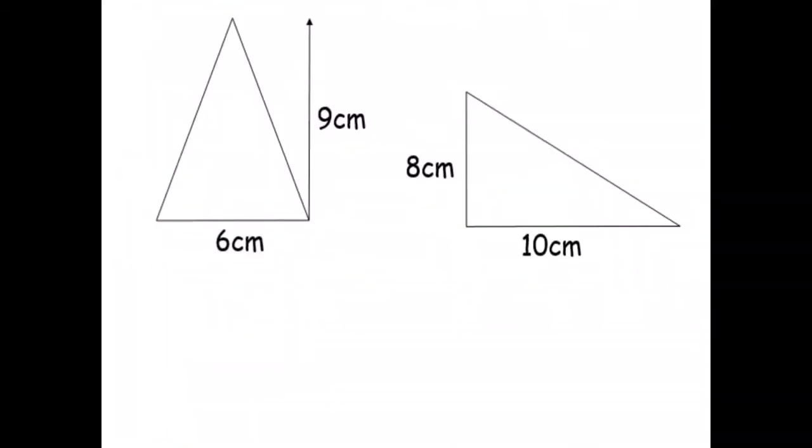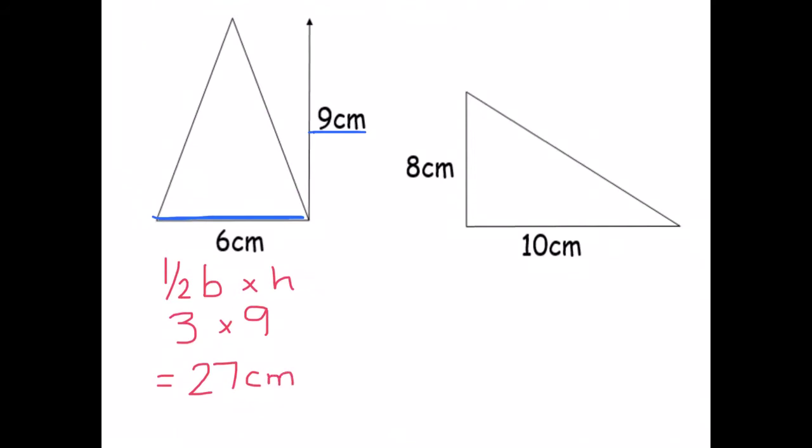My triangle on the left has a base of 6 centimeters and a height of 9 centimeters. Remembering our equation of half the base multiplied by the height. Half of 6 is 3. My height is 9. 3 multiplied by 9 gives me an area of 27 centimeters squared.